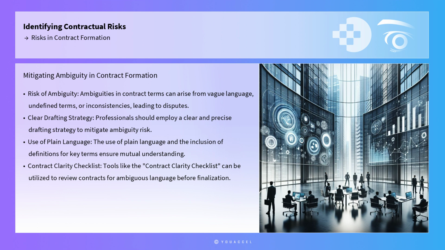One of the most prevalent risks in contract formation is the ambiguity in contract terms and conditions. Ambiguities can arise from vague language, undefined terms, or inconsistencies within the contract. These ambiguities may lead to disputes between the parties involved, as each party might interpret the terms differently. To mitigate this risk, professionals should employ a clear and precise drafting strategy. The use of plain language and the inclusion of definitions for key terms can help ensure that all parties have a mutual understanding of the contract's provisions. Additionally, tools such as the Contract Clarity Checklist can be utilized to review contracts for ambiguous language before finalization.